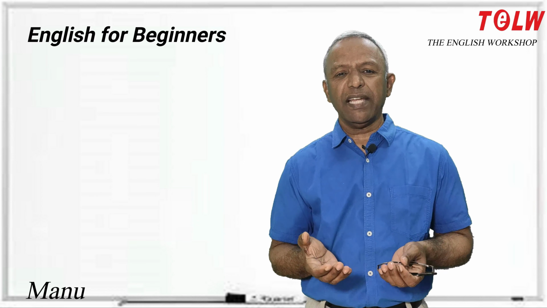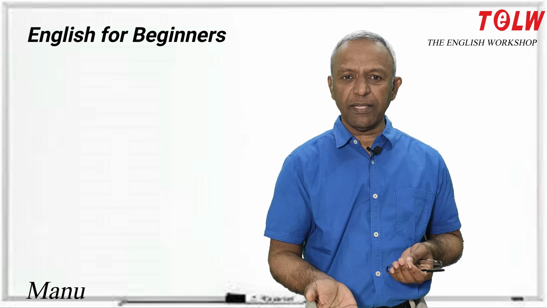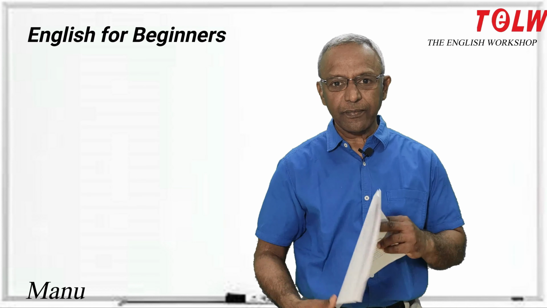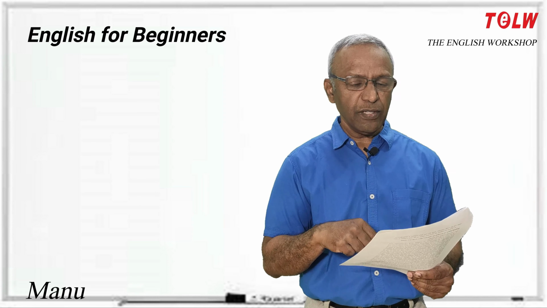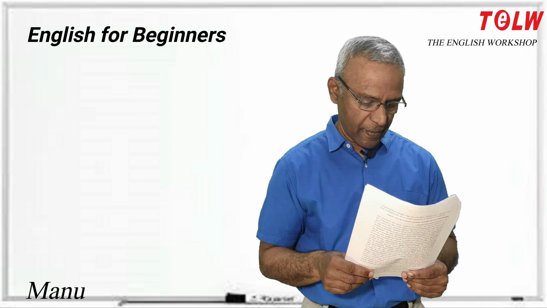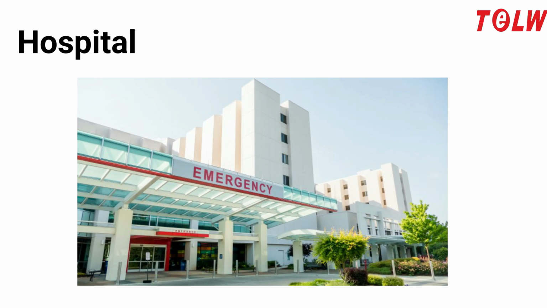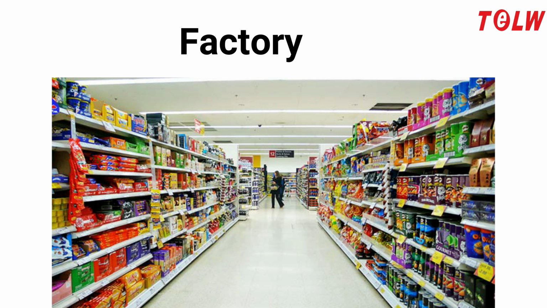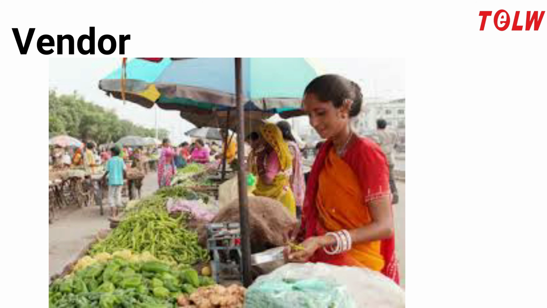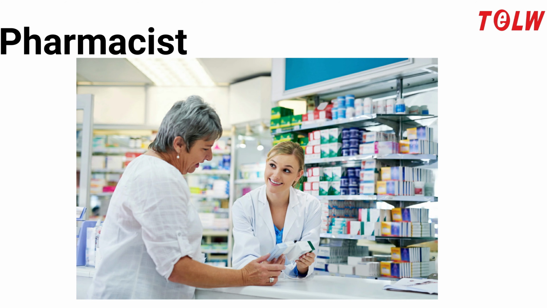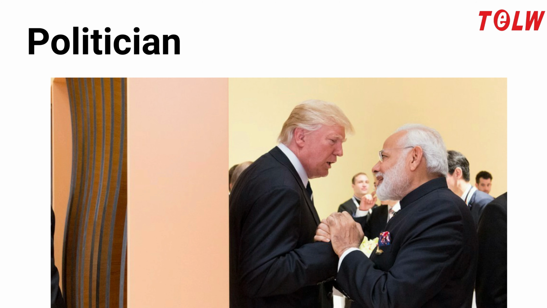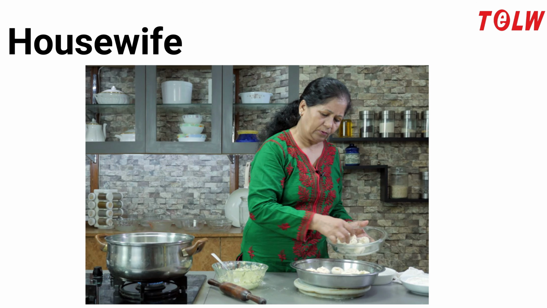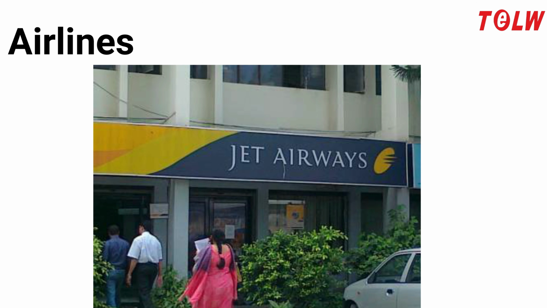Now, you'll have to pronounce certain words. Practice their pronunciations. I'm going to give you a set of words here, and I want you to pronounce them. Okay? Notice the way I pronounce it, and then you pronounce it after me. Hospital, factory, supermarket, vendor, pharmacist, politician, police officer, housewife, airlines, airport.